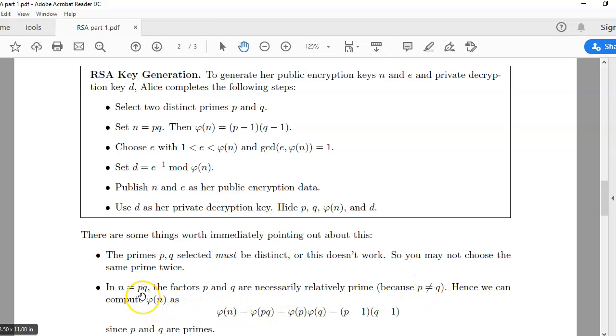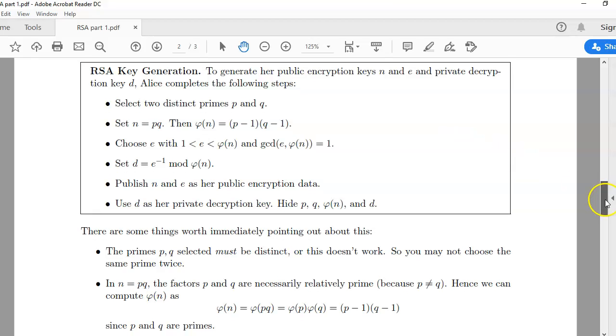And that means since P times Q has two relatively prime factors, we can compute phi of n by what we know about the Euler phi function, right? So phi of n is phi of PQ. But because P and Q are relatively prime, that's the same thing as phi of P times phi of Q. You can break this apart because P and Q are relatively prime. But remember, P is a prime, so phi of P is P minus 1, and Q is a prime, so phi of Q is Q minus 1, and that's why Alice knows her own value of phi of n, because n is factored and they're prime, so it's got to be P minus 1 multiplied by Q minus 1. Okay, continuing.